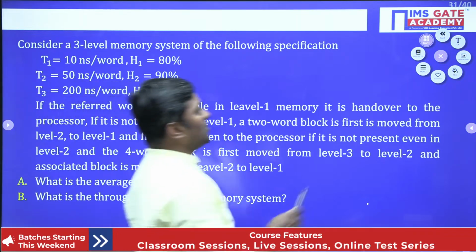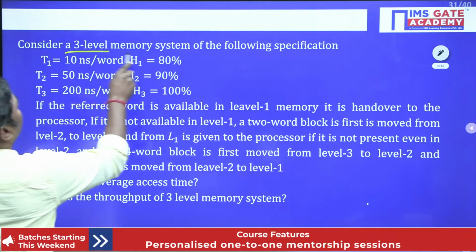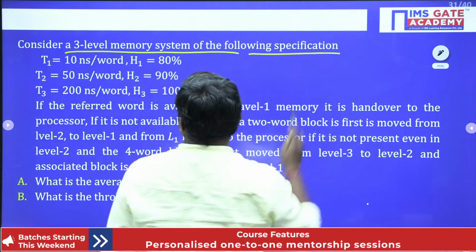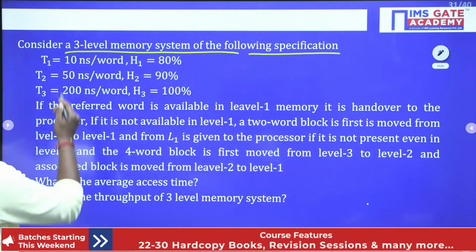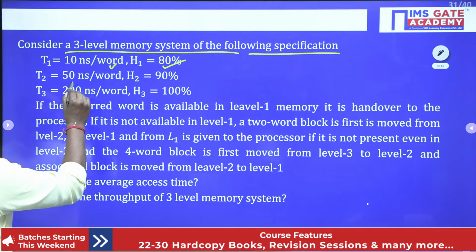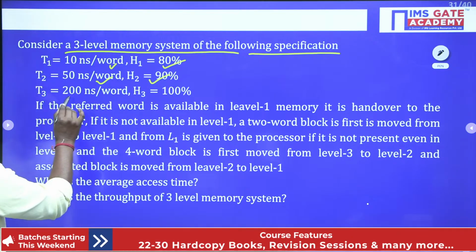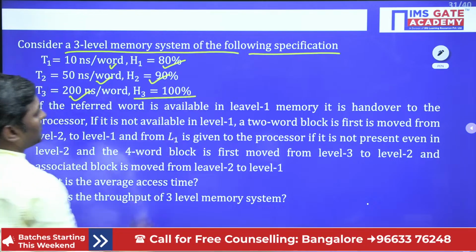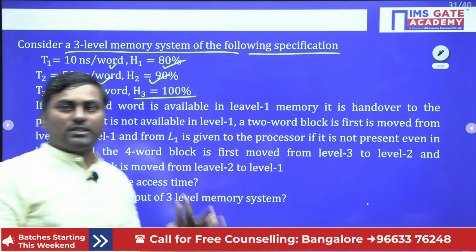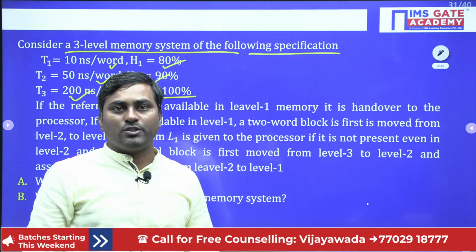Look at this second question. Consider a 3-level memory system with the following specifications. T1 is 10 nanoseconds per word, H1 is 80%. T2 is 15 nanoseconds per word, H2 is 90%. T3 is 200 nanoseconds, H3 is 100%, as given. Anyway, in a 3-level system, the bottom level memory has the highest hit ratio, that is 100%.